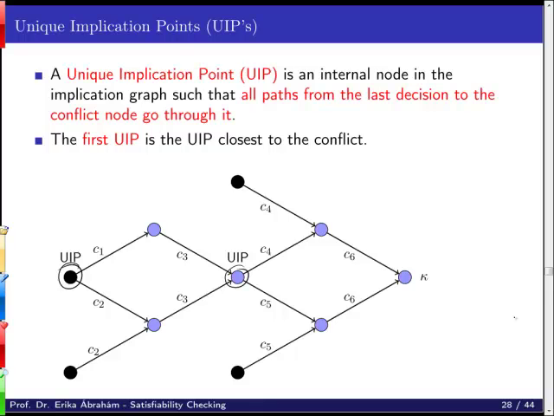And of course, the last decision itself is also a unique implication point, because every path from this node to the conflict goes through this node, but the distance to the conflict is different. And to distinguish the nearest one, we say this is the first unique implication point. So this is the first one, and the decision is not the first one, but it is also one. And now this means that we would like to have a cut which cuts the first unique implication point. That means for this we would have this cut, and for the decision as we had before we would have this cut. And we will always take the first one because this is the cheapest to generate.